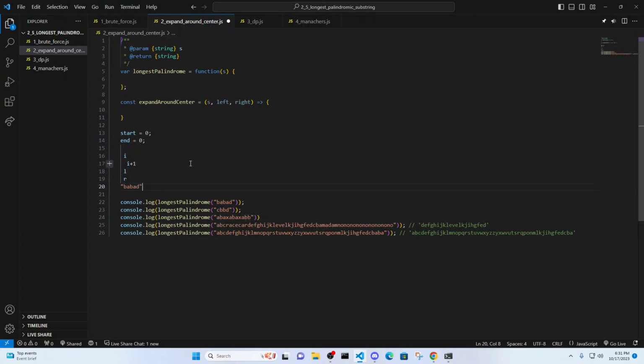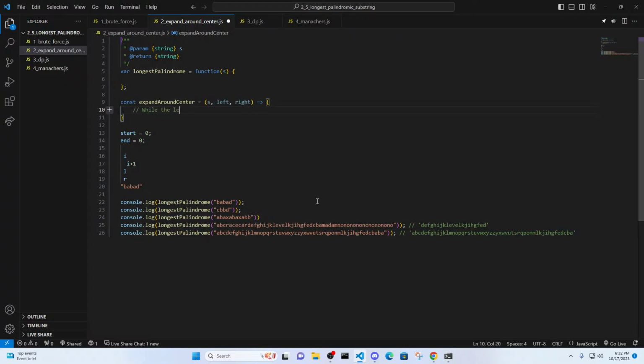So what we're actually returning is just right minus left minus 1. So at that point, we would have 1 minus 0 minus 1, so we'd return 0. We'd return 0 from that right there. Let me go ahead and just draw this out a little bit.